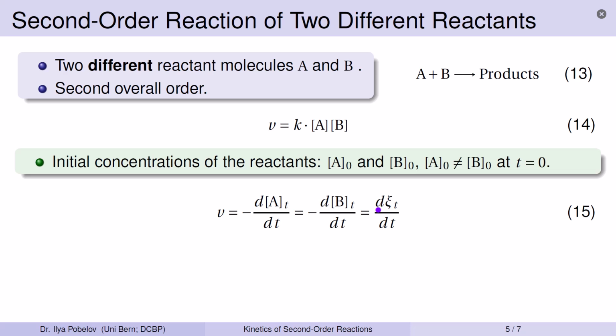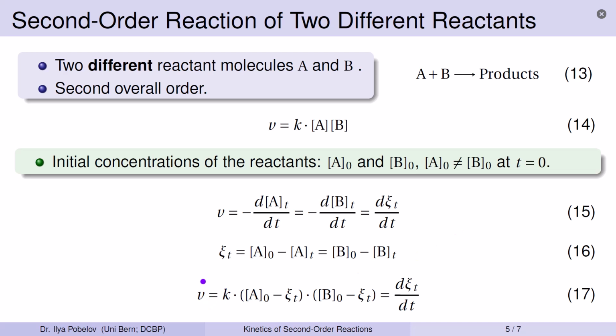It is also equal to the derivative of the extent of reaction xi, dxi/dt. At any time t during the reaction, xi equals the decrease of the concentrations of A and B from the initial values. To obtain an integrated rate law for second-order reaction of two different reactants, we equate two expressions for the reaction rate and integrate the resulting differential equation. This is beyond the scope of this module.